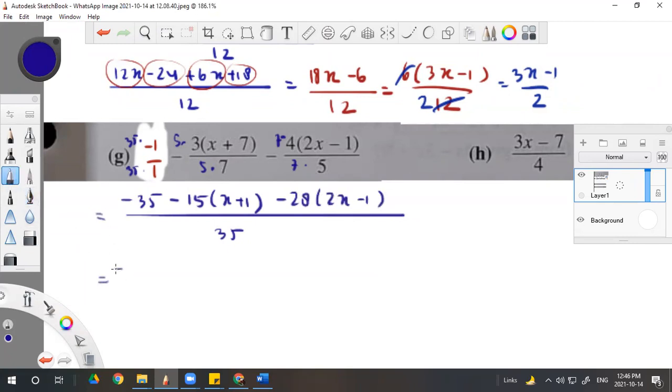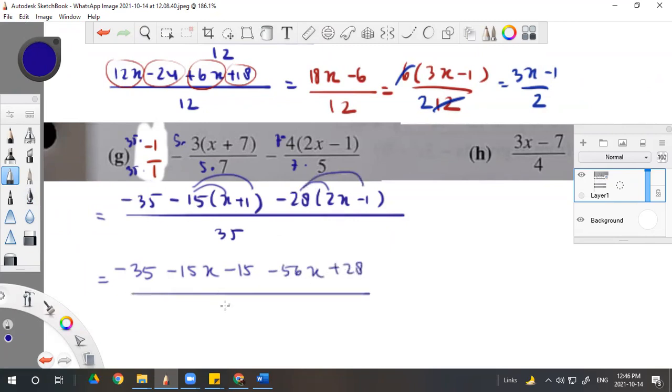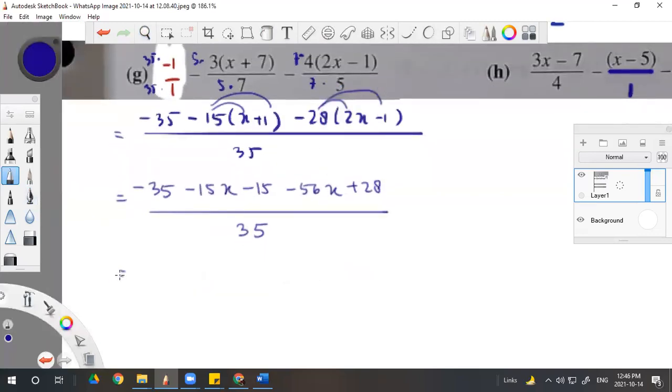Negative 35 minus 15x. See, do it slowly. Minus 15 minus 56x plus 28 over 35. Get it? Next. Like terms. Negative 35 minus 28, negative 63. Negative 15x minus 56, negative 71x over 35.